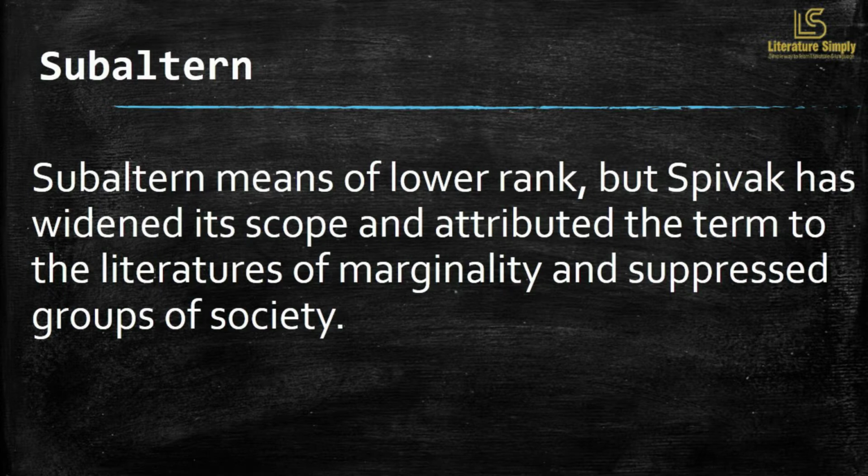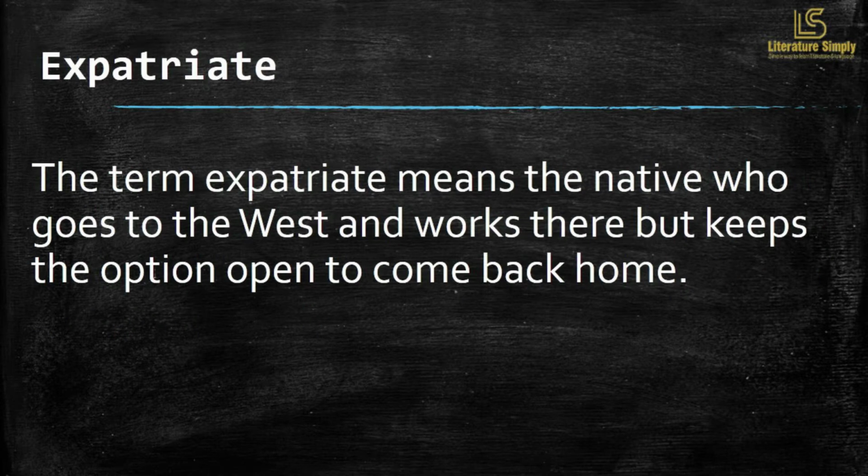Then we have subaltern. This term is used by Gayatri Chakravorty Spivak, and actually this term refers to a rank in the military, but Spivak used this term and widened its scope and attributed it to literatures of marginality, suppressed groups of society. Then we have expatriate. The term expatriate means the native who goes to the West and works there but keeps the option open to come back home.